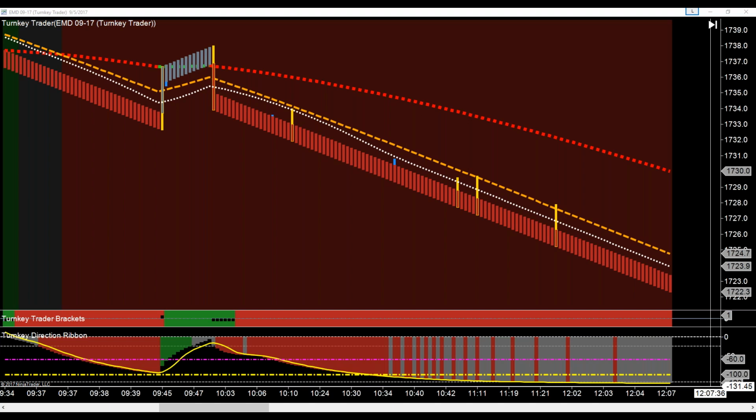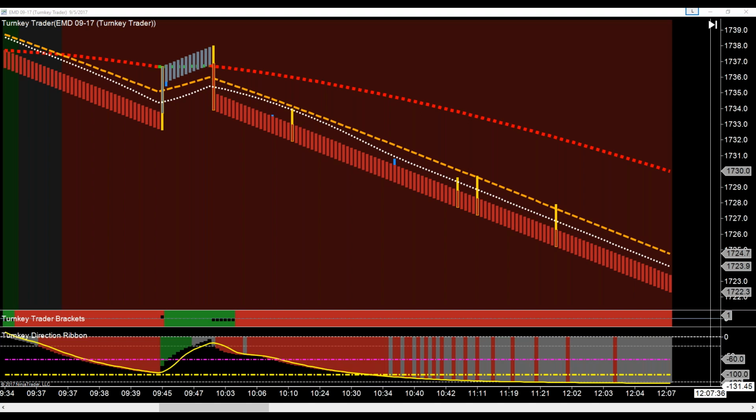Ed's asking on the CL, the orange trigger line seems to follow closer than the white line. Yeah, it does seem to do that, which doesn't actually look right, but the CL is just one of those markets that I don't really find to be super effective with this system. I haven't seen a ton of trades with it.